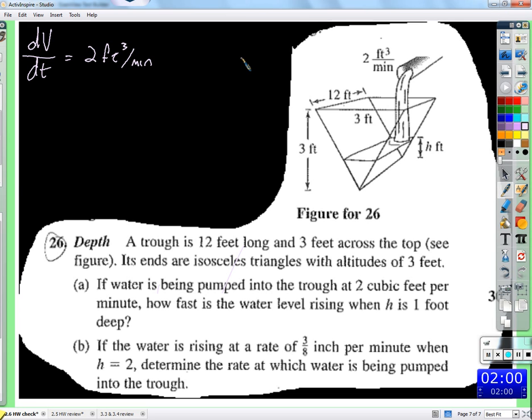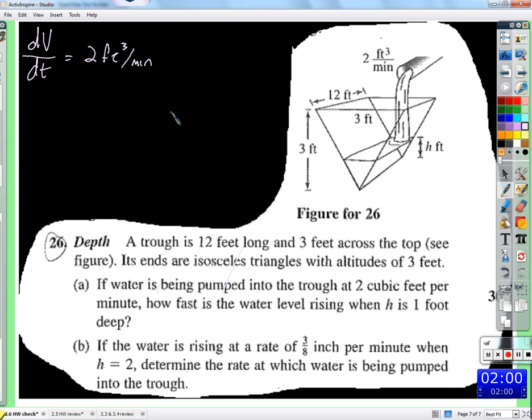How fast is the water level rising when h is 1 foot? h is 1, but h is actually changing. dV/dt is not changing, but the height is changing, so I don't want to plug in the height until I take the derivative, because the height itself is changing.